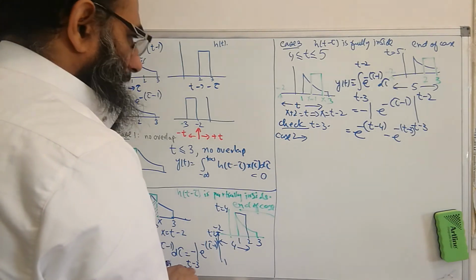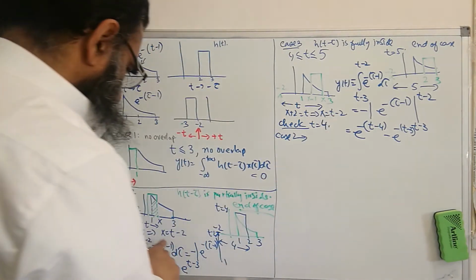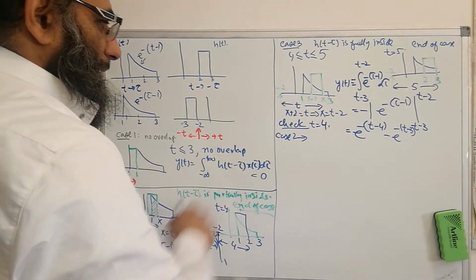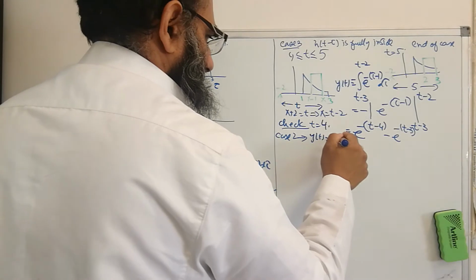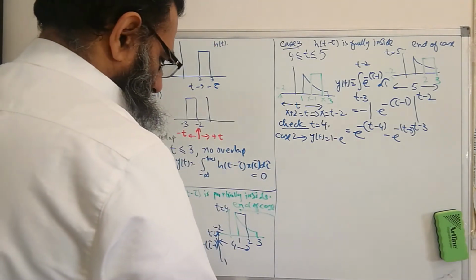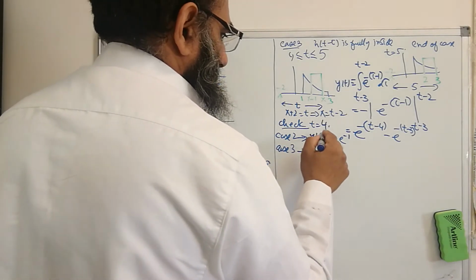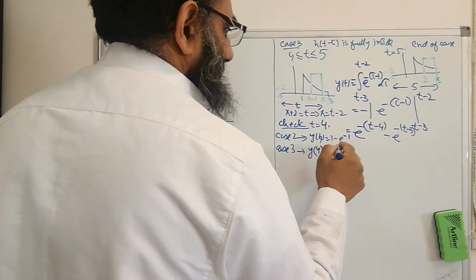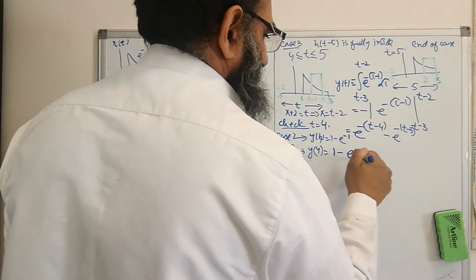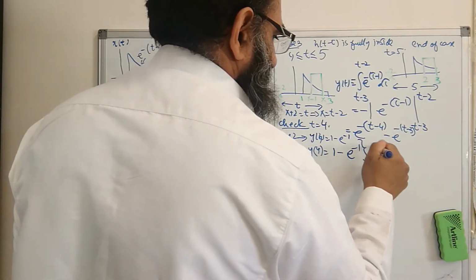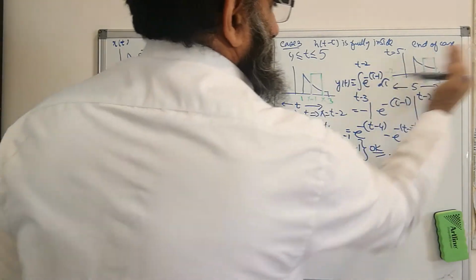At t equal to 4, we check at t equal to 4, because that is the common time in these two cases. So 1 minus e raised to the power minus (4 minus 3), minus 1, and from the case 3 equation, y of 4 will be e to the power minus (4 minus 4) minus e to the power minus (4 minus 3). So this is okay.